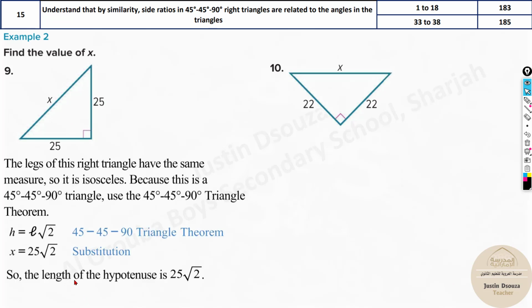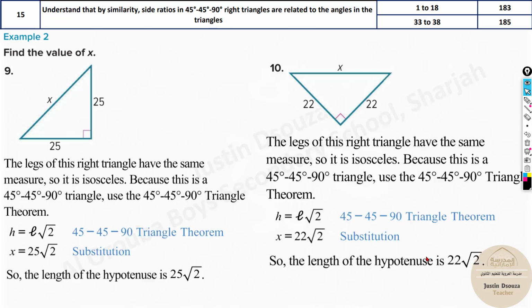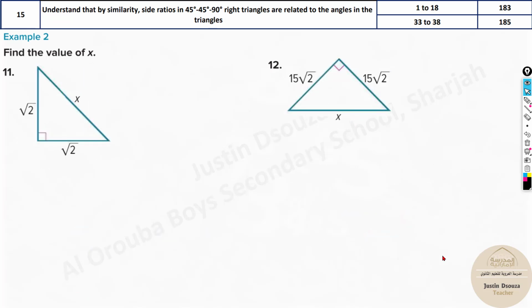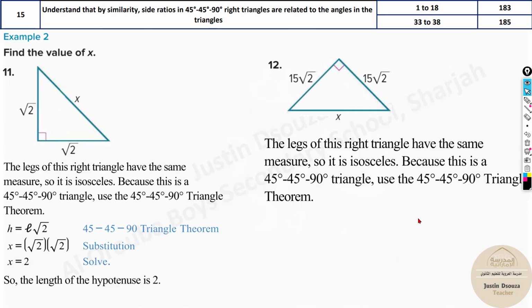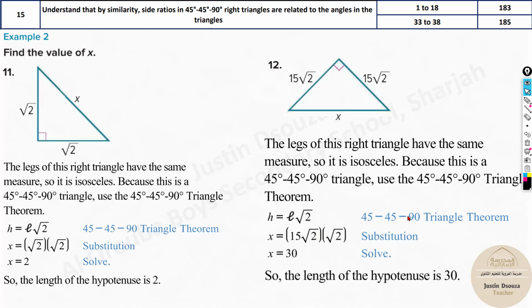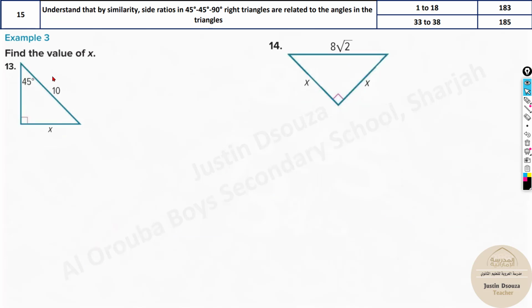25 root 2 here and over here it's 22 root 2. Very, very simple problems. Even over here, root 2 times root 2 will be 2 here. X is 2 and over here it will be 30. So very easy. Now what has been given to us?